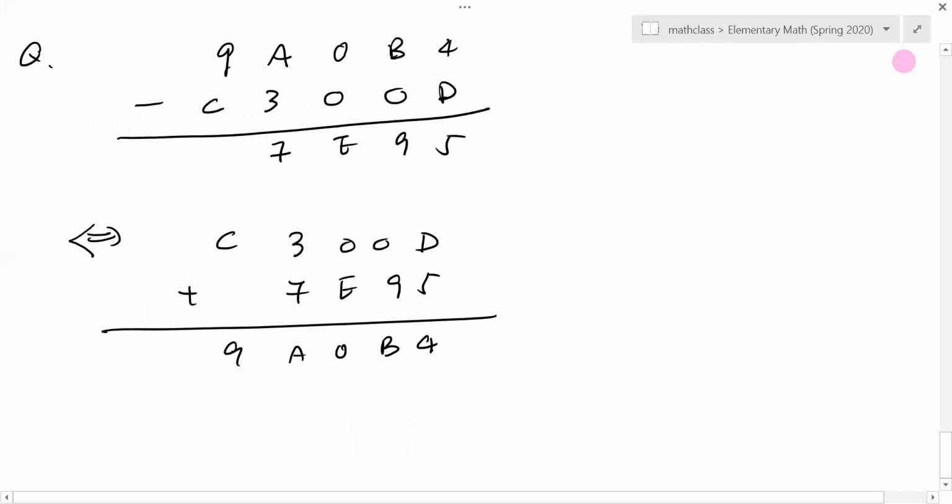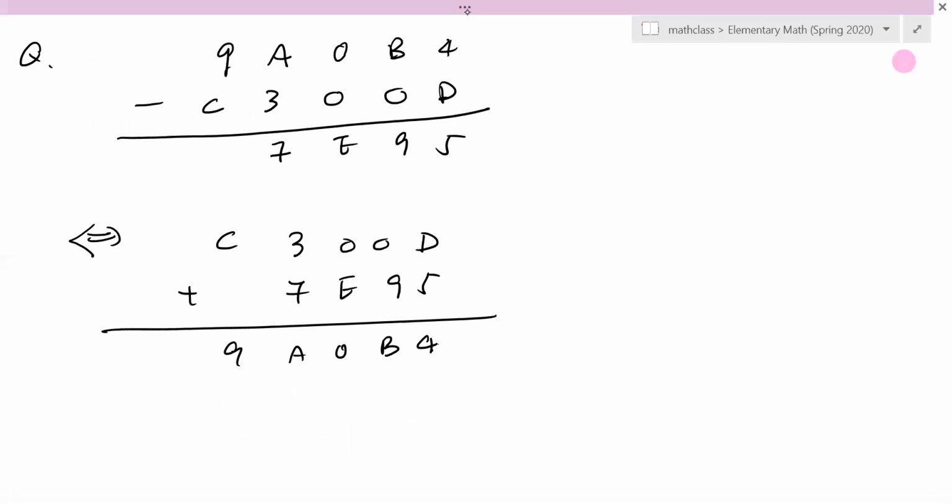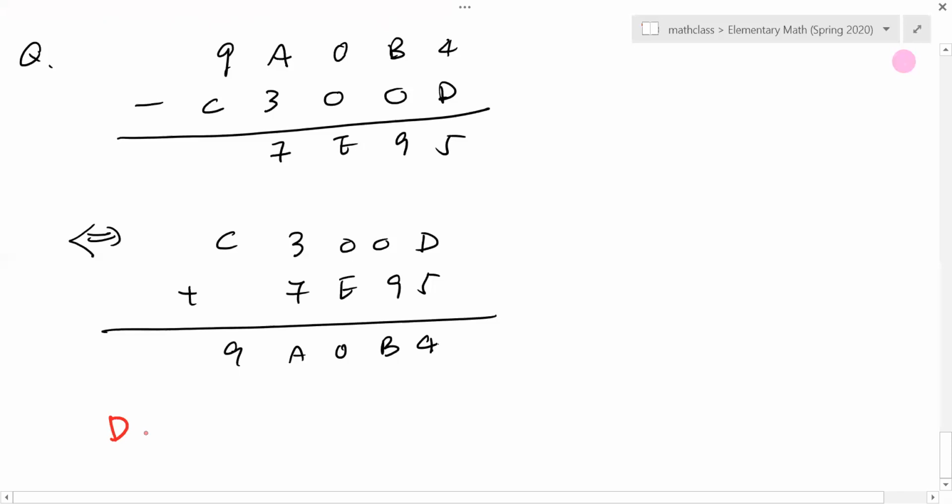Okay, why? You see 5 is larger than 4, so D plus 5 should be equal to 14 immediately. Right? D plus 5 should be equal to 14. Okay. Then you get D equals 9. Okay. So you give me 9.